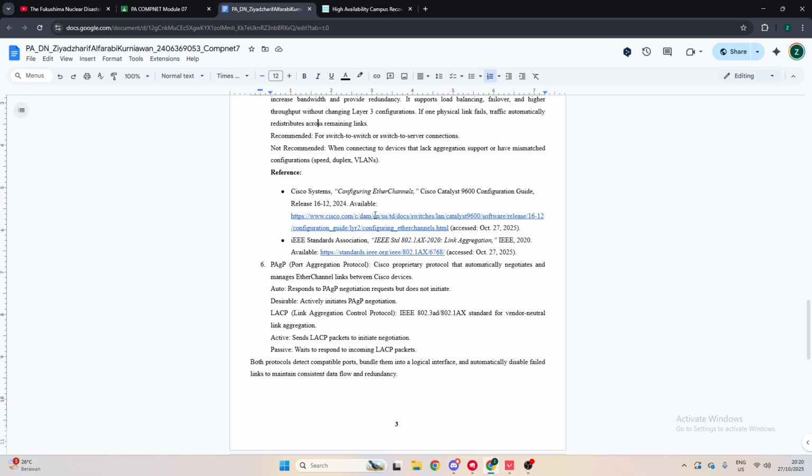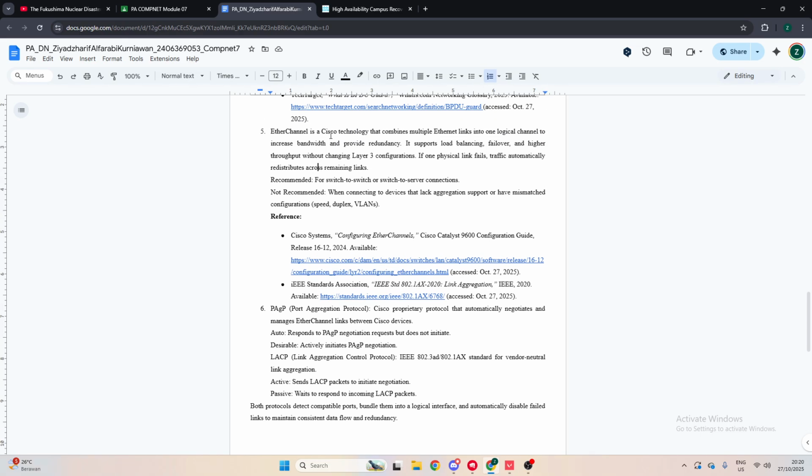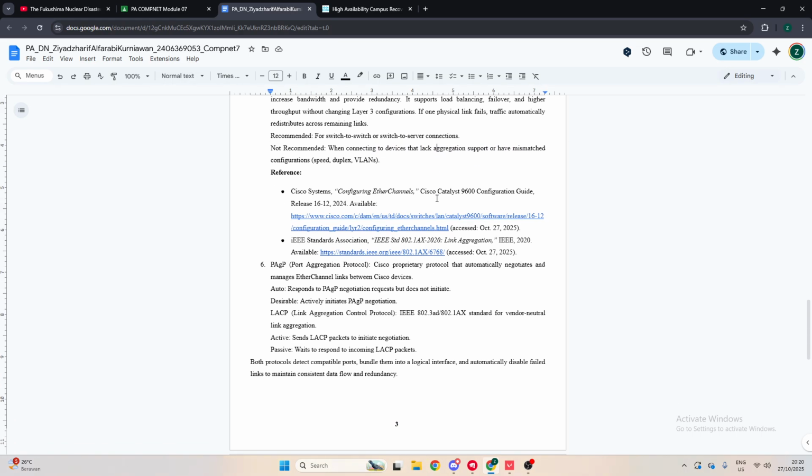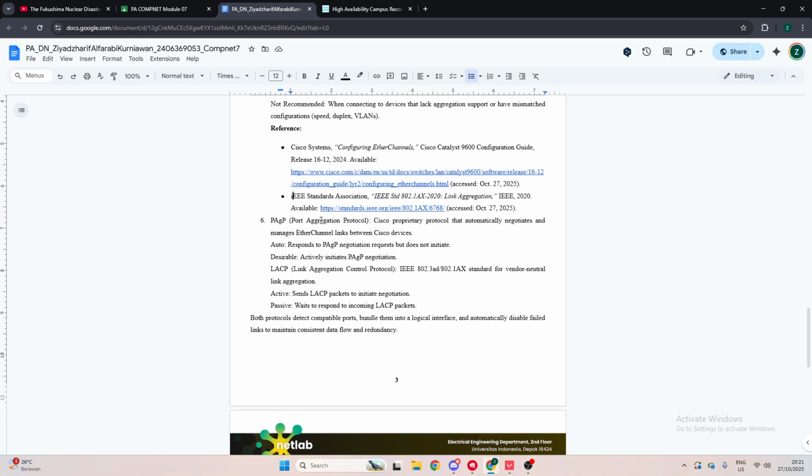There are also a few notes. It is recommended between devices that fully support link aggregation and have matching configurations such as speed, duplex, and VLANs. Essentially, what I wrote here is for switch-to-switch or switch-to-server connections, and it is not recommended when there is no aggregation support. Also, according to Cisco and the IEEE 802.1AX standard, EtherChannel is a cost-efficient way to scale both performance and reliability without complex routing, which is one of its strong points.